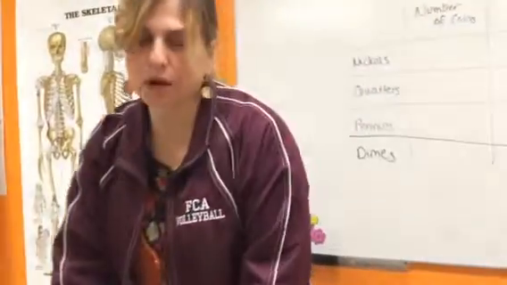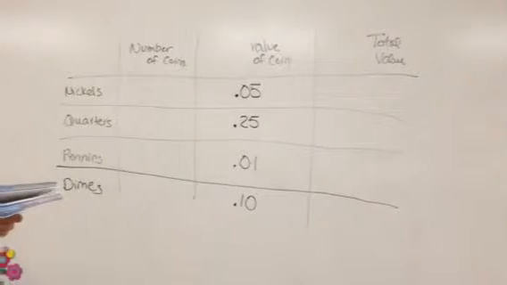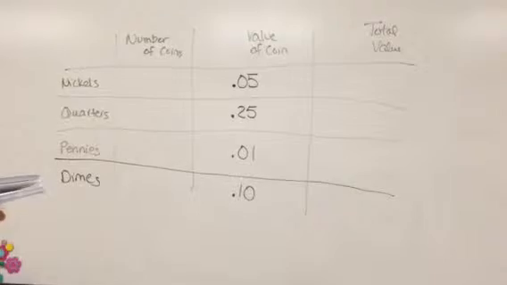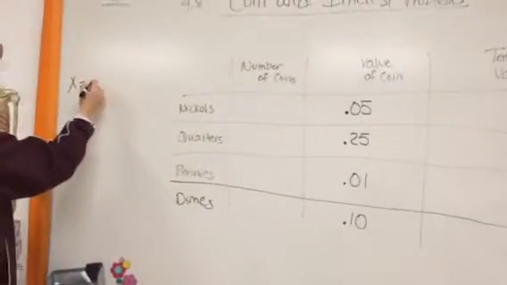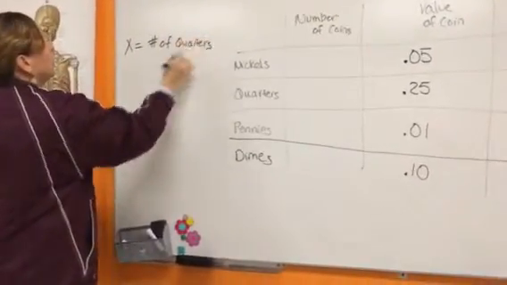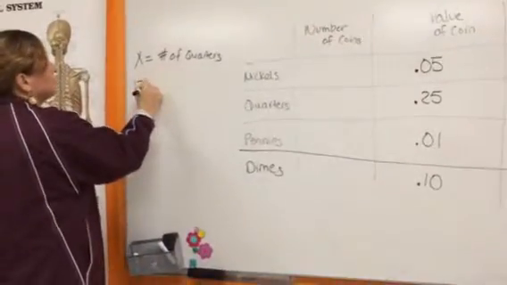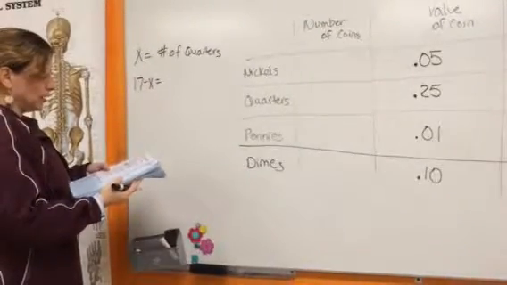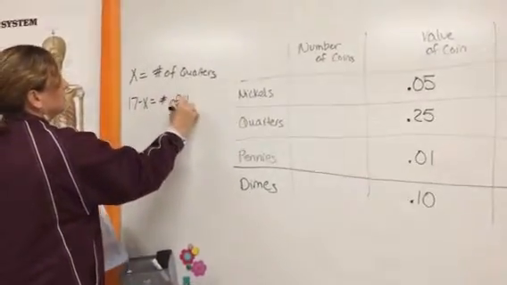So the first problem says, Chris has 17 coins, and they are all dimes and quarters. If he has a total of $2.45, how many of each coin does he have? We're going to let x be the number of quarters. And we're going to let 17 minus x be the number of dimes, because the question said he had 17 coins and they are all dimes and quarters.